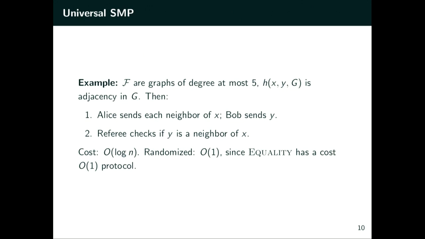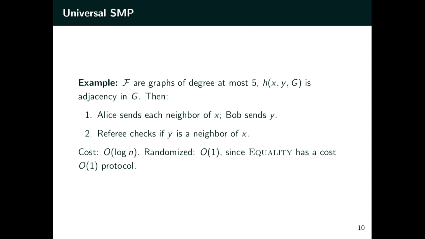Okay, here's an example of a protocol in this model. So let's say F are the graphs of degree at most 5, and H of X, Y, and G is adjacency in G. So H of X, Y, G is 1 if X and Y are adjacent in G. What Alice can do is send each neighbor of her vertex X, all 5 neighbors, and Bob sends his vertex Y. And then all the referee needs to do is check to see if the vertex he got from Bob is one of the 5 vertices that he got from Alice. And so the cost is order log n bits for each vertex.